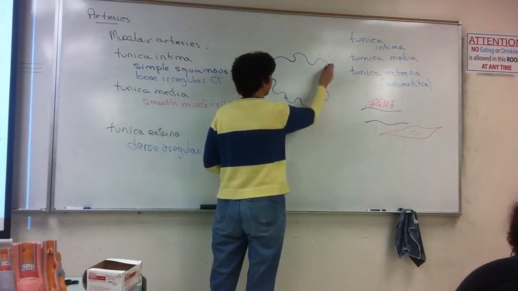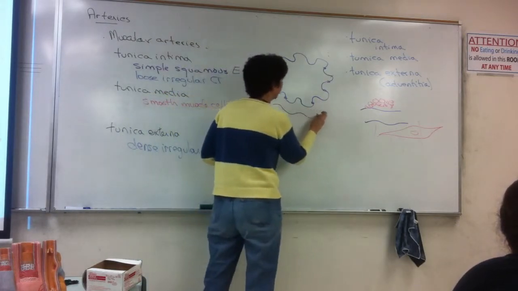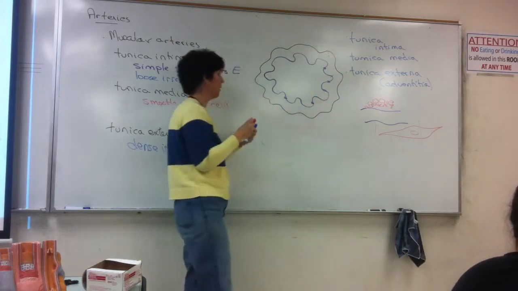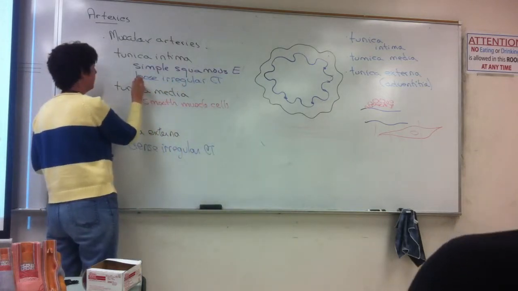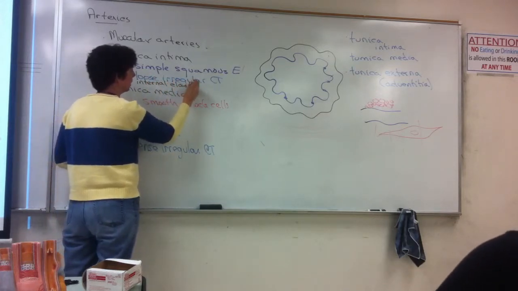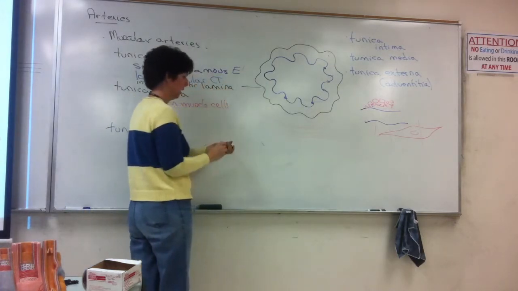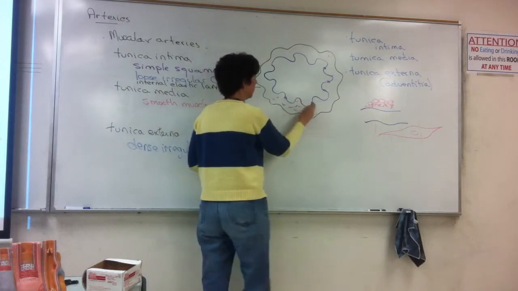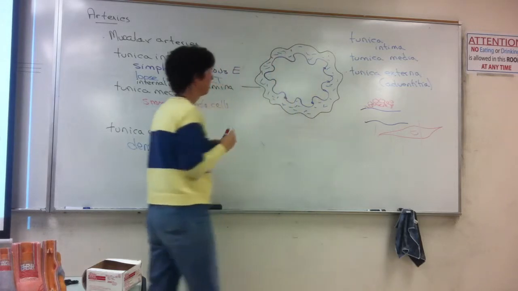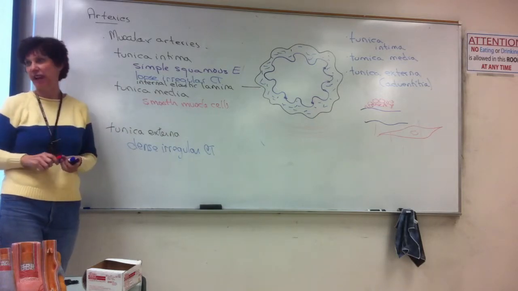So this is thrown into folds because of a sheet of elastic fibers that are found just deep to the tunica. It's actually a component of the tunica intima. So I'm going to add this here, the internal elastic lamina. And we still have a loose, irregular connective tissue. And then we have our tunica media without the elastic fiber sheets.